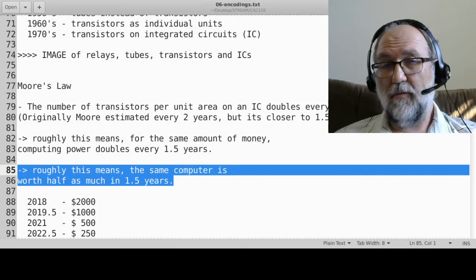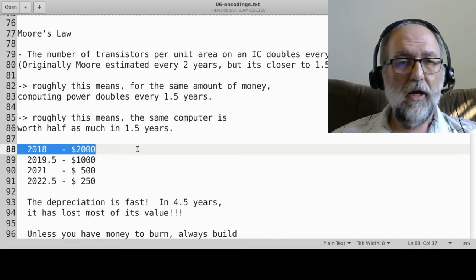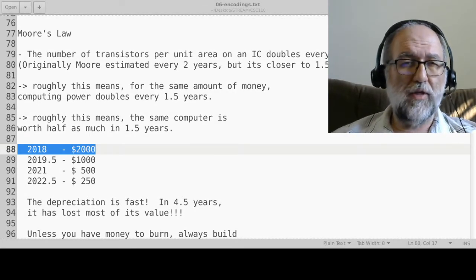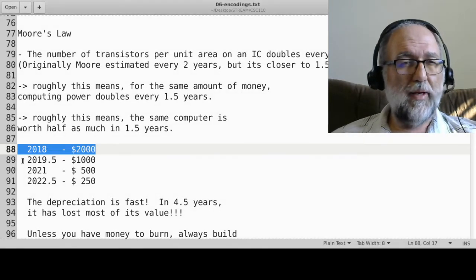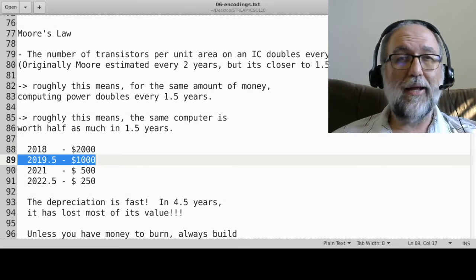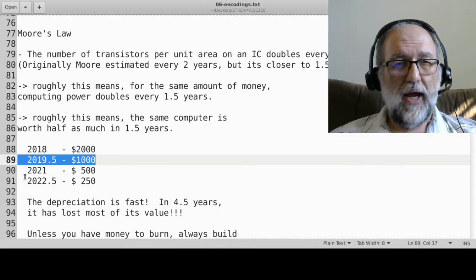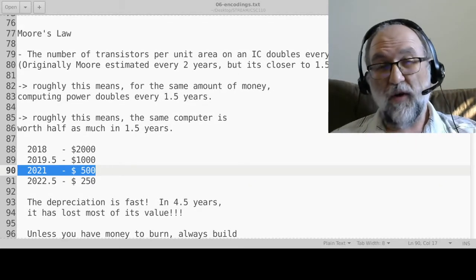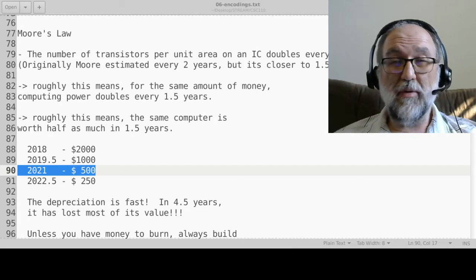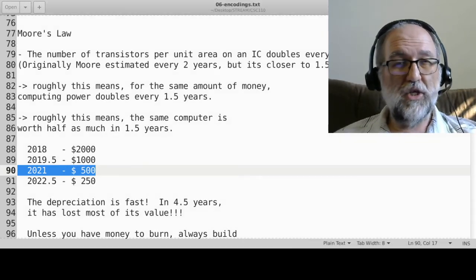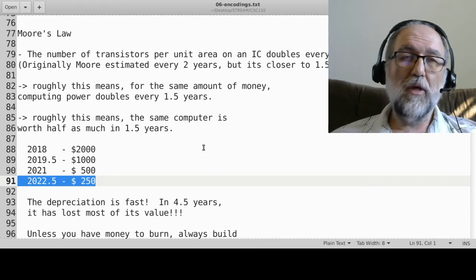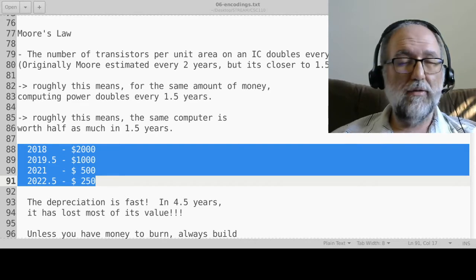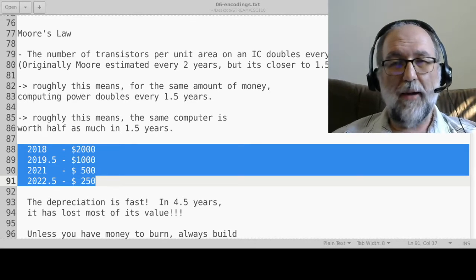And this is why I said this has some repercussions in terms of finance. So if in 2018 you bought a really powerful computer for $2,000, then a year and a half later, which would be like halfway through 2019, that computer would only be worth $1,000. And then if you wait another year and a half, to 2021, this year, it would be worth 500. And if you waited another year and a half until the middle of 2022, that computer would be worth $250. So in just a few years, that $2,000 computer isn't worth that much anymore.